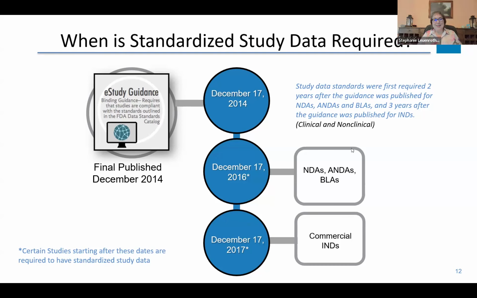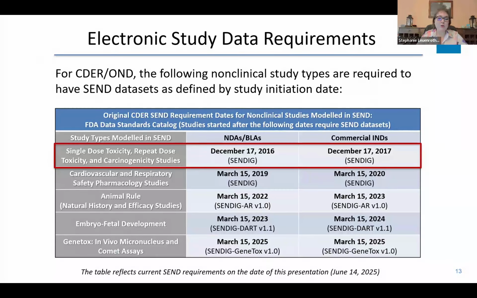Okay, so as I just stated, this all began in the 2016, 2017 timeline for non-clinical studies and for clinical trial data. But for non-clinical studies, this really began with 3 study types: single dose toxicity, repeat dose toxicity, and carcinogenicity studies. And again, I just want to point out this was specific for CDER, OND. CBER's requirements came a little bit later within the timeline.